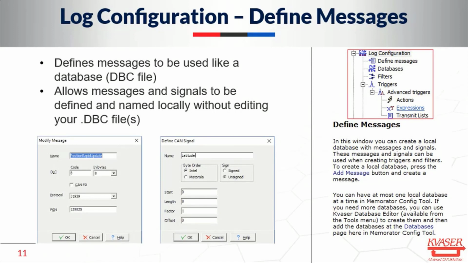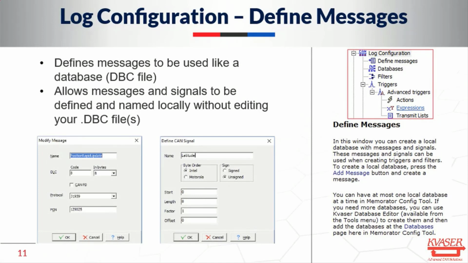So if you don't have a DBC file that defines messages and signals, then you can define messages and signals in these two screens. Defining a message allows you to define it very much like a DBC file would. It allows you to name the message or the CAN frame. It allows you to define and name individual signals within that CAN frame.